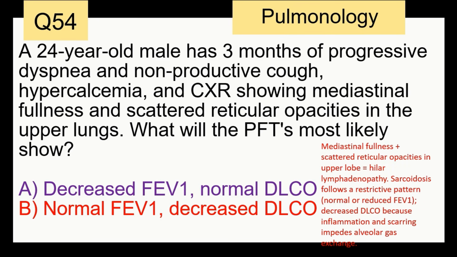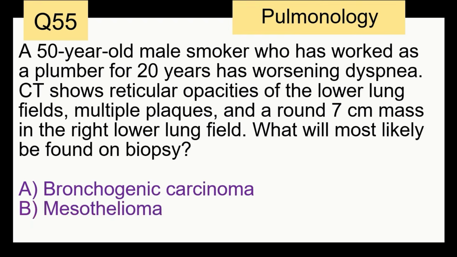Here, the description was about hilar lymphadenopathy that was causing the mediastinal fullness and the scattered reticular opacities in the upper lobe. And I wrote over here that sarcoidosis follows a restrictive pattern, and there will be a decreased DLCO because inflammation and scarring impede the alveolar gas exchange. That's what we see in sarcoidosis.